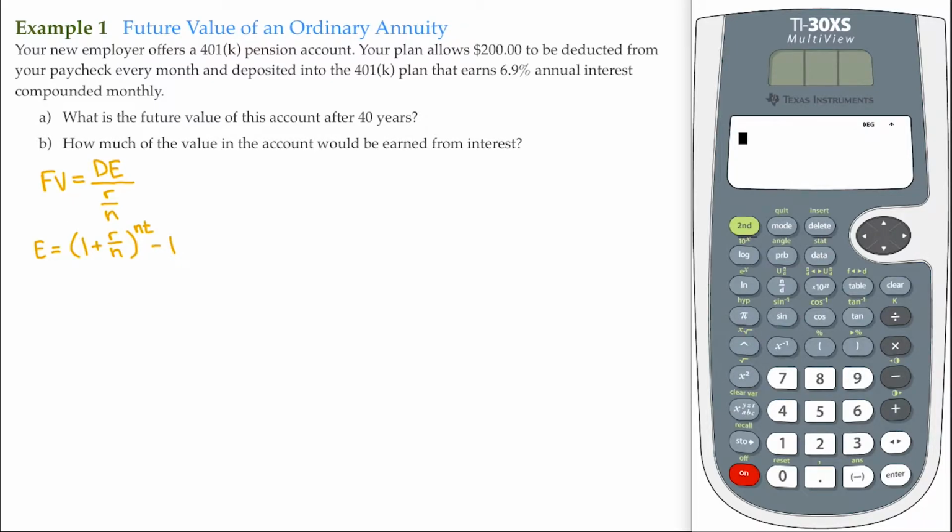So then this problem says, your new employer offers a 401k pension account. Your plan allows $200 to be deducted from your paycheck every month and deposited into the 401k plan that earns 6.9% annual interest compounded monthly. A then says, what is the future value of this account after 40 years? And B says how much of the value in the account would be earned from interest.